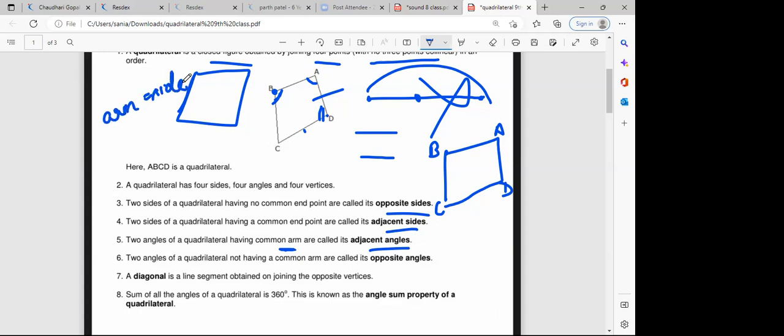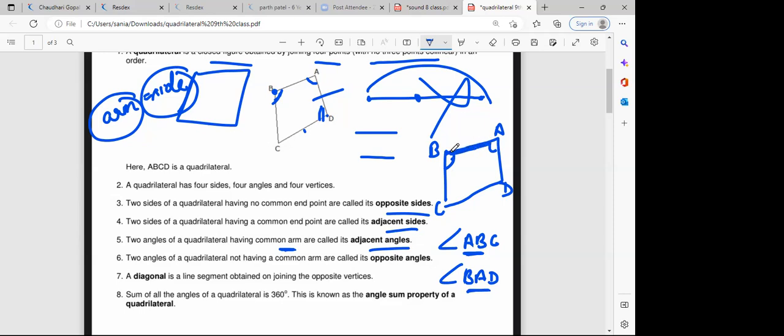When you have a left arm and a right arm, you say left side and right side, right? So whether you say left arm or left side, they are the same thing. Right arm or right side, they are the same thing. So two angles of a quadrilateral having a common arm are called adjacent angles. For example, I am taking this angle ABC, and I am taking this angle BAD. So you can see AB and AB, this side, this arm is common in them, right?